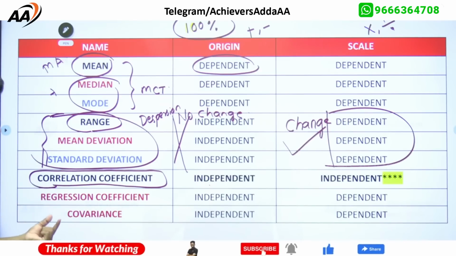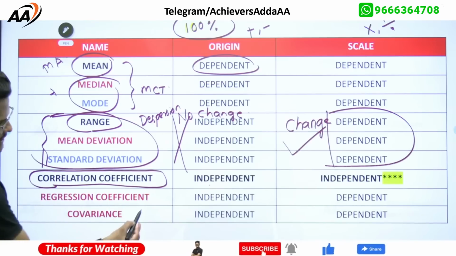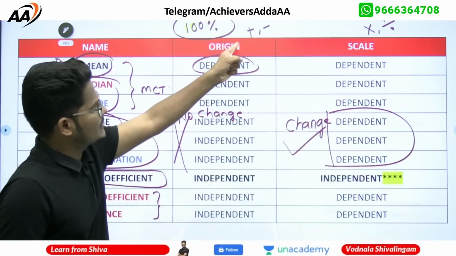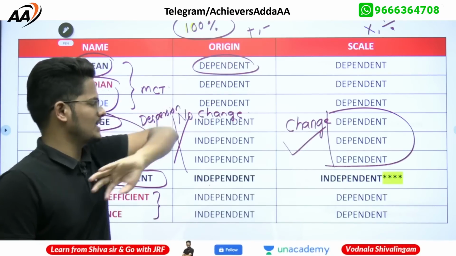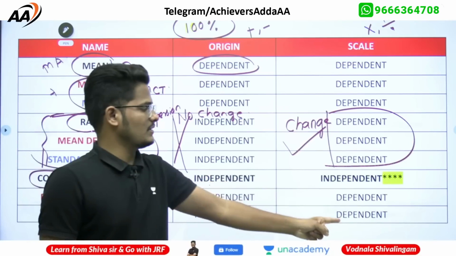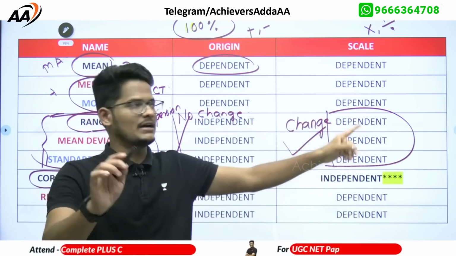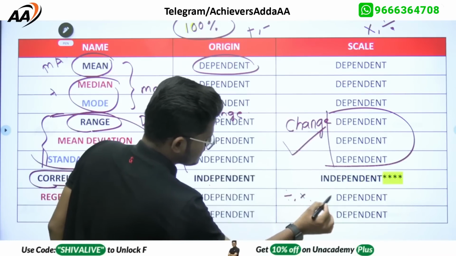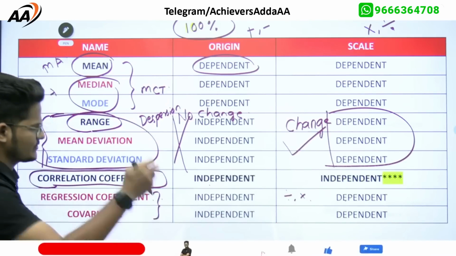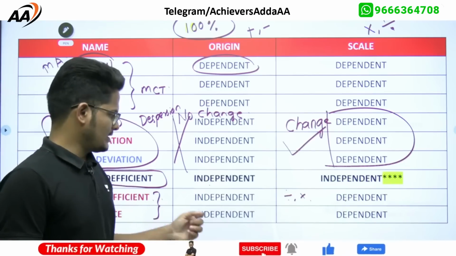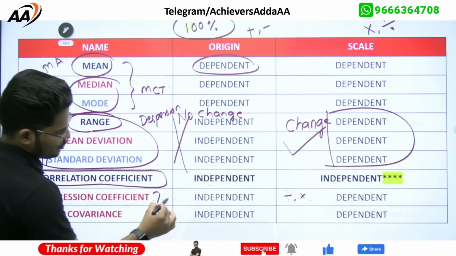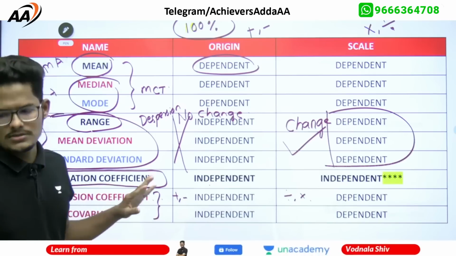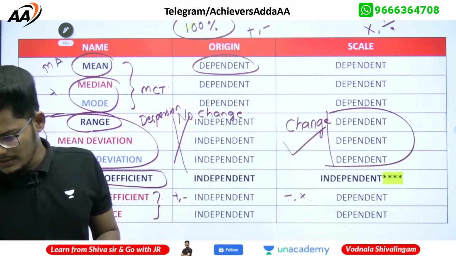Next one is regression coefficient as well as covariance. These both are again the same. Regression is independent of origin, that is plus and minus, but dependent on scale. The value is going to change if you do multiplication and division for sure. But when you do plus and minus, the value of the regression coefficient is not going to change.